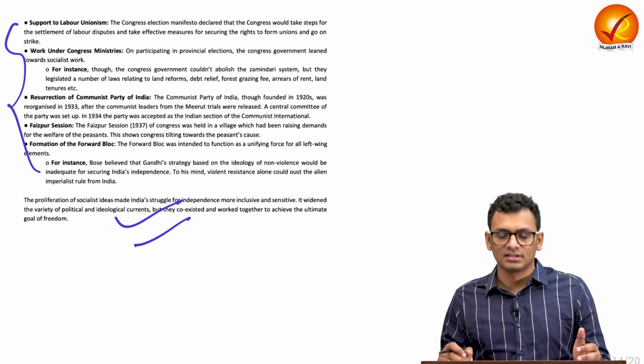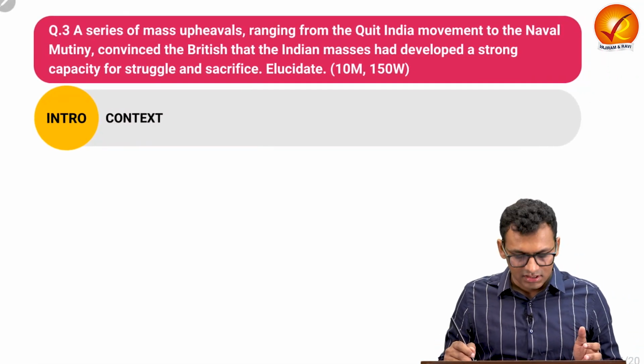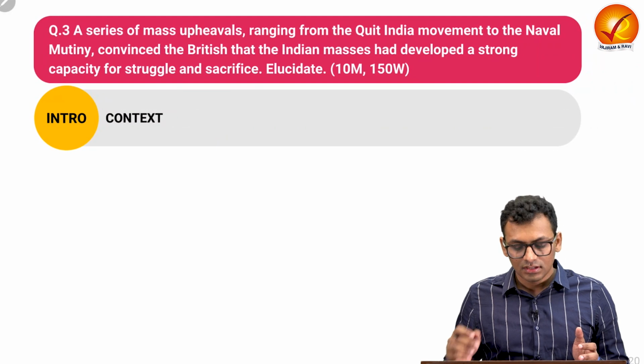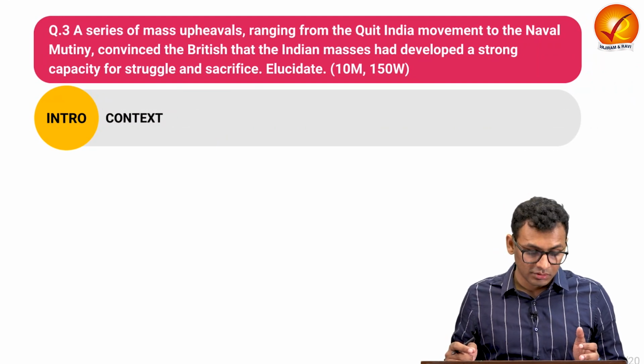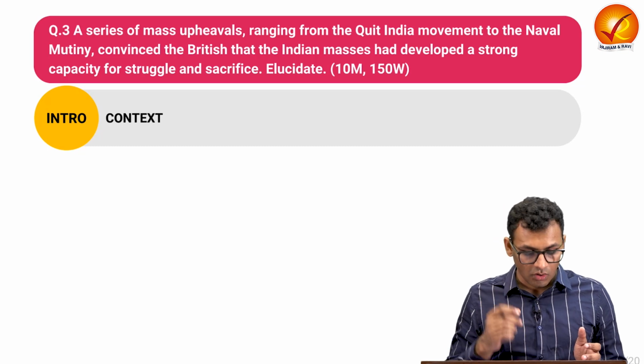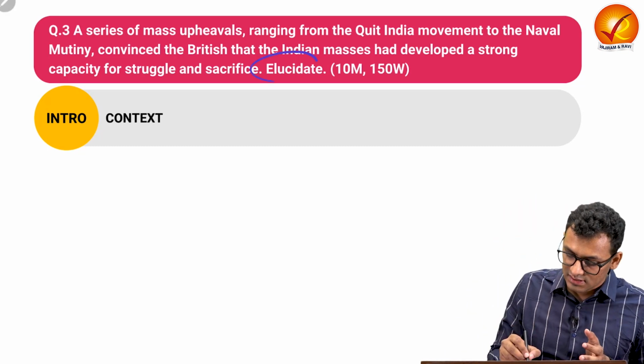Let us see question number 3. Let's read the question number 3 together. A series of mass upheavals ranging from Quit India movement to naval mutiny convinced the British that Indian masses had developed a strong capacity for struggle and sacrifice.